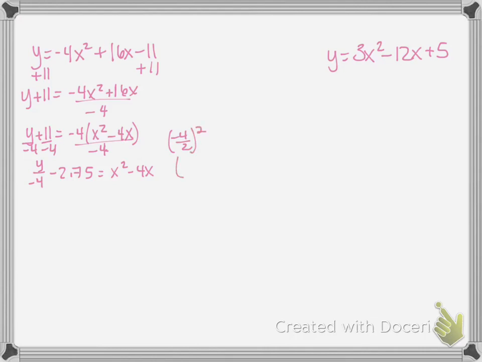So negative b divided by 2 squared, b divided by 2 squared, so negative 2 squared. So 4 is what I am adding to him. So y over negative 4 plus 1.25 is equal to (x minus 2) squared. We get that 1.25 over.